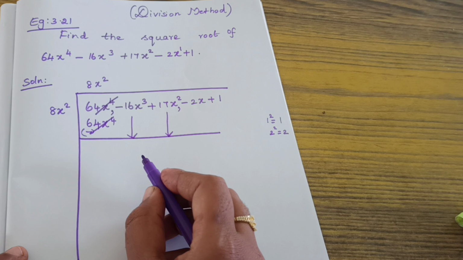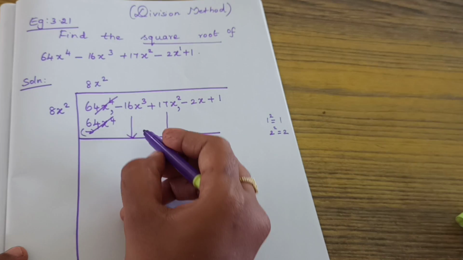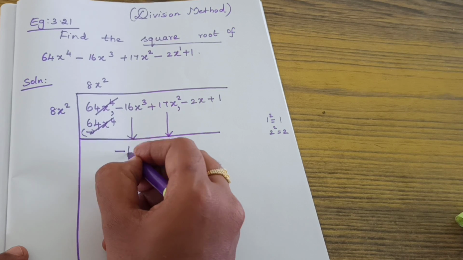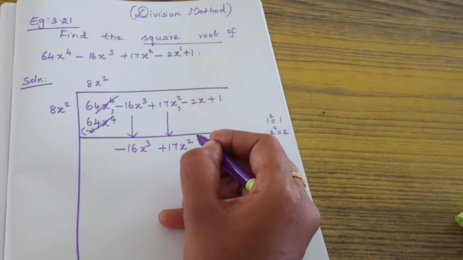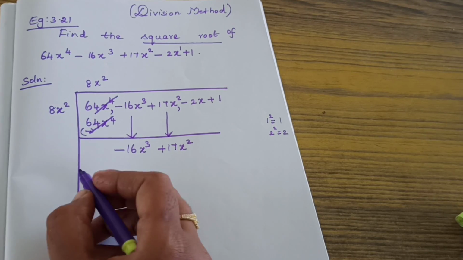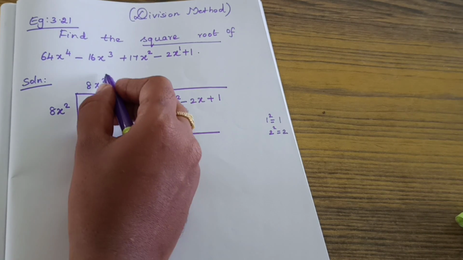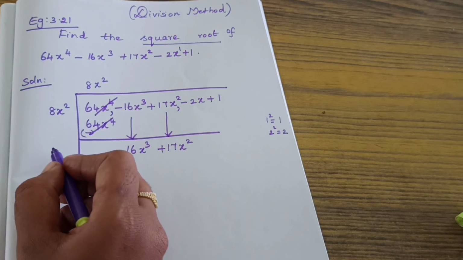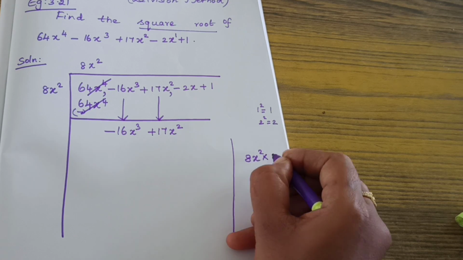For normal division, we need to take only one term, no? But for square root, at the same time, you need to take two terms down. So minus 16x cube plus 17x square. The next step, while writing the new term, here we are going to write the new term. For writing the new term, here this number into 2. Whatever be the number in the quotient, that number into 2. So, put the rough column like this. 8x square into 2.